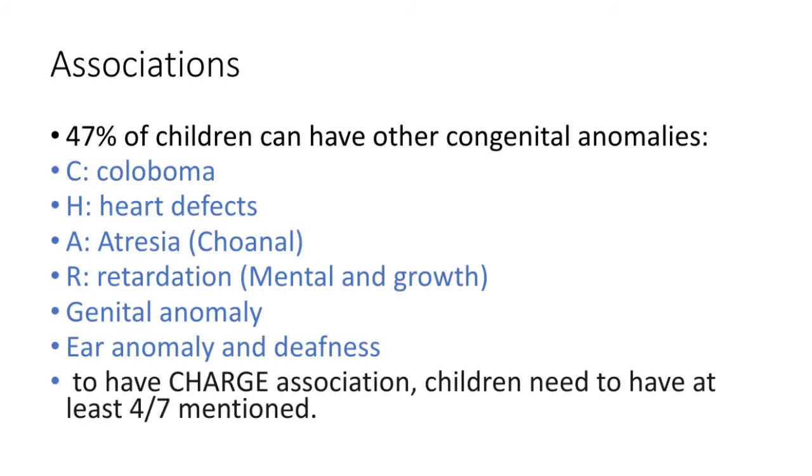Approximately 47% of children with choanal atresia can have other congenital abnormalities. The CHARGE Association, in which there are 7 main types of abnormalities. C stands for coloboma, H stands for heart defects, A stands for atresia, the one that we are discussing today. R stands for retardation, both mentally and growth. G stands for genital anomaly, and E stands for ear anomaly and deafness.